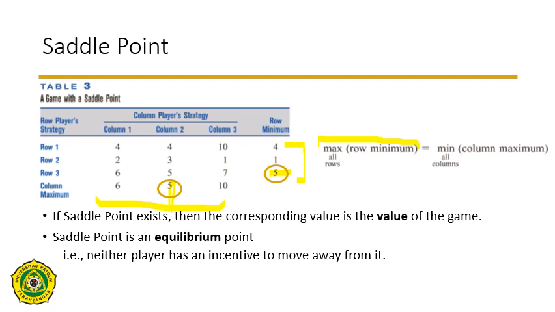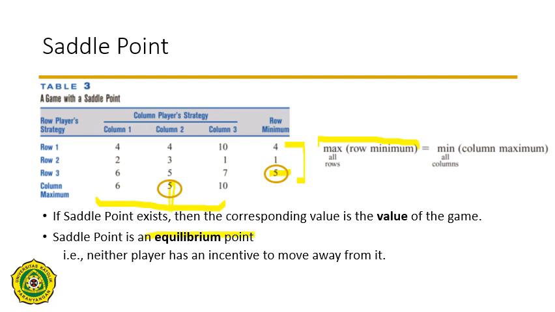If a saddle point exists, then the corresponding value is called the value of the game. So the value of this game is $5. Or in other words, the value of this game is that the row player will receive $5. And that is the equilibrium point.